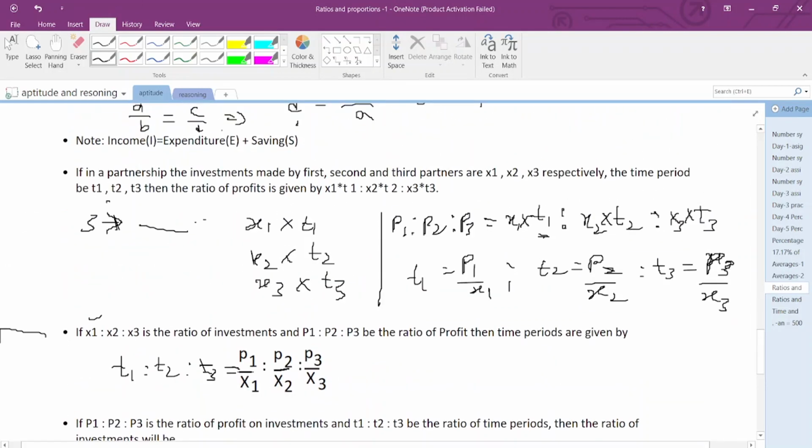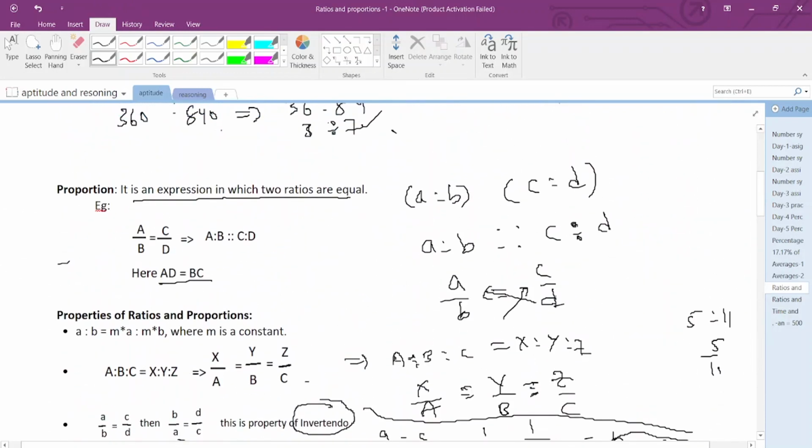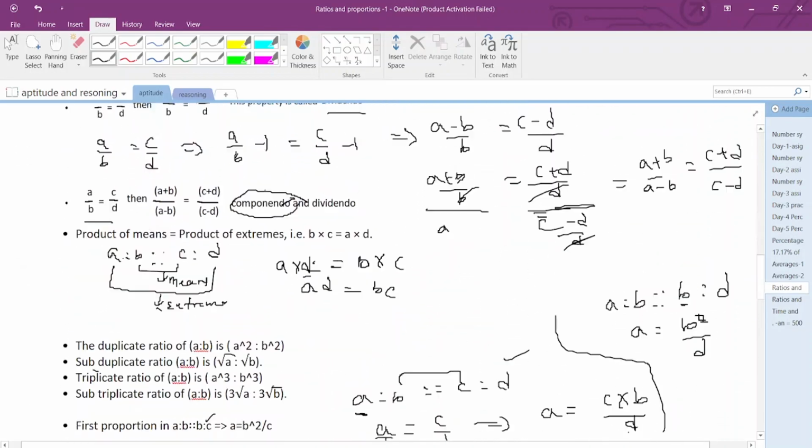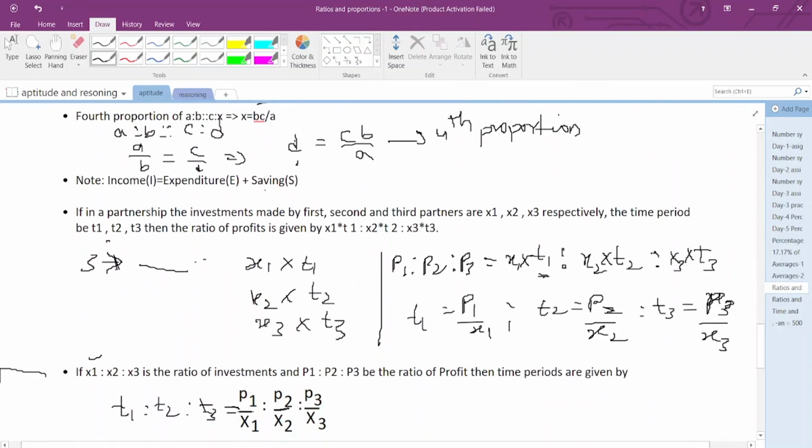Yeah, this is about the basic things, the basic properties for ratios and proportions. Okay, in order to solve basic questions from ratios and proportions, you have to learn all these things.